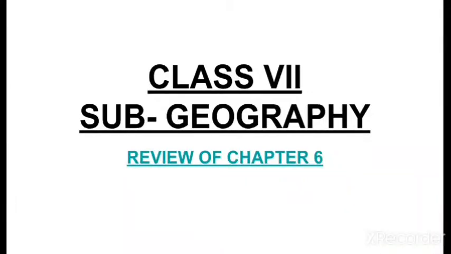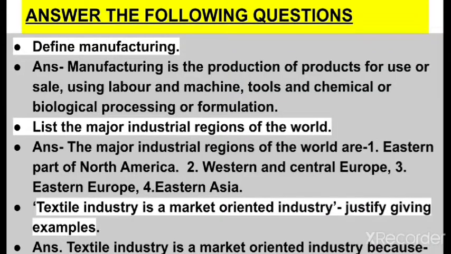Everyone, in this part of the video I will give some question answers from chapter 6, that is industries, for class 7 students. So let's start with the first question, that is define manufacturing. So you'll write, manufacturing is the production of products for use or sale using labor and machine, tools and chemical or biological processing or formulation.